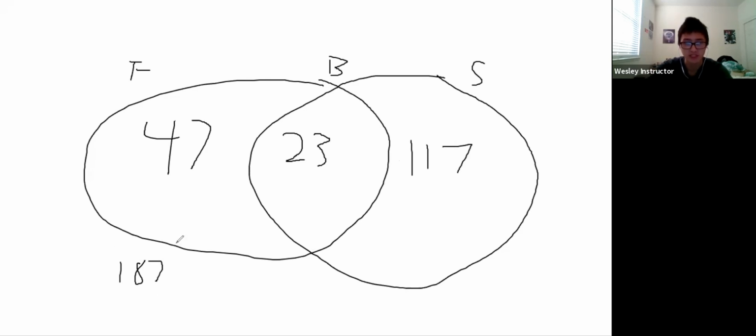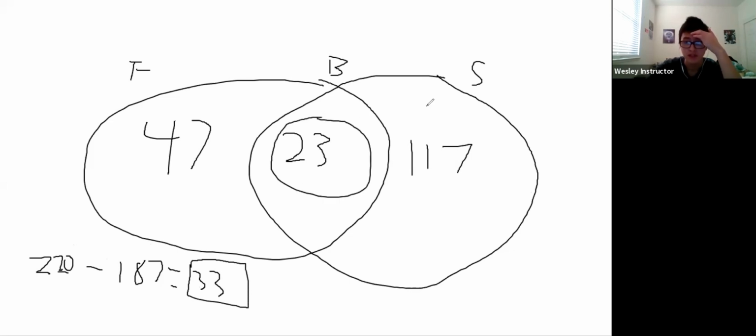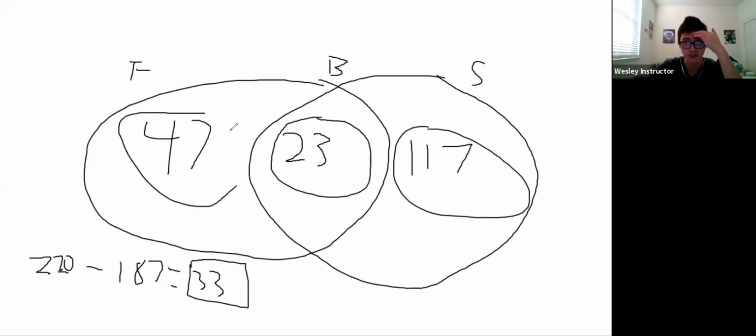And then we know 187 people took at least one language, but there are 220 students total. And we want to find out how many people didn't take a language. So it's 220 minus 187, which is 33. So 33 people in the school didn't take any foreign languages. So remember, start with who took both, and then use the rest of the information to find out who only took Spanish and who only took French.